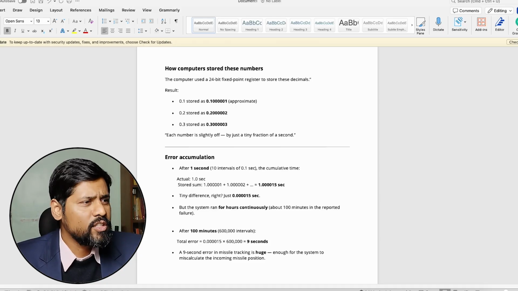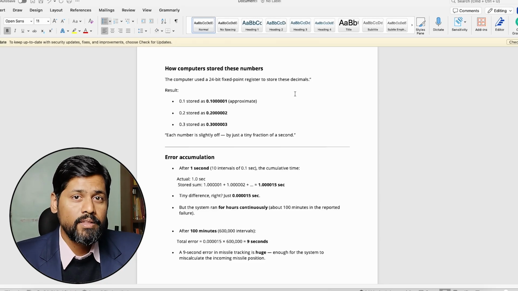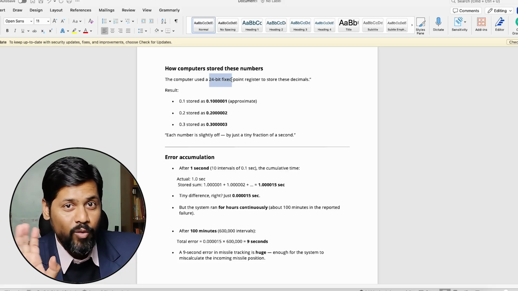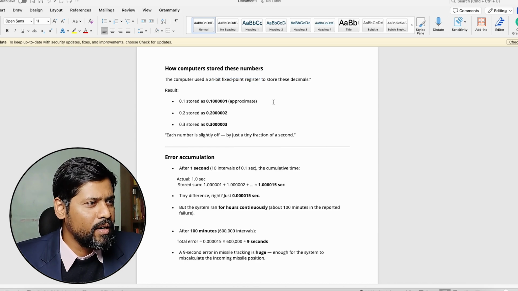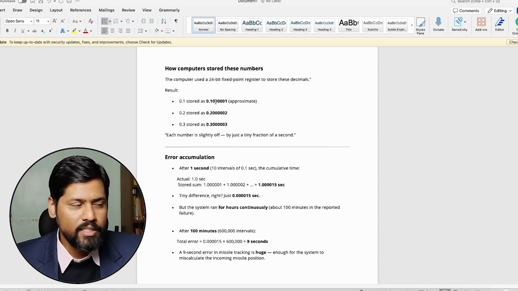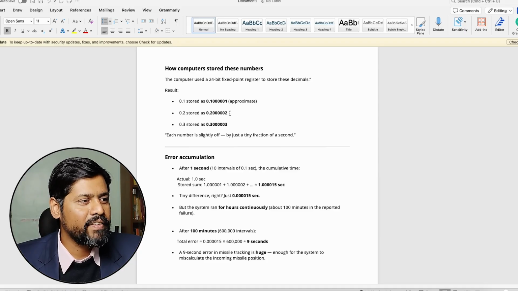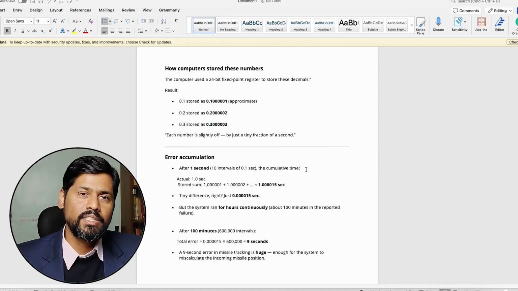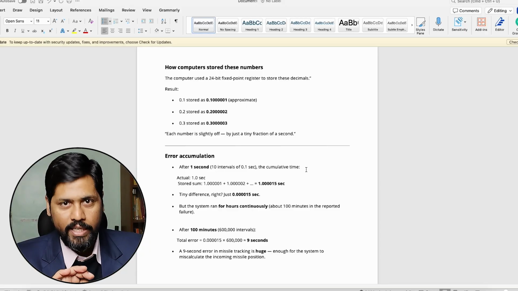Now that's a tiny difference. Of course, it's 0.000015, so it won't matter a lot. But remember, this is for 1 second, and in 1 hour we have 3,600 seconds. Now let's say, for example, after 100 minutes, which is 600,000 intervals, if you multiply this 0.000015 by 600,000, it becomes 9 seconds. So this 9-second error is literally a huge error.